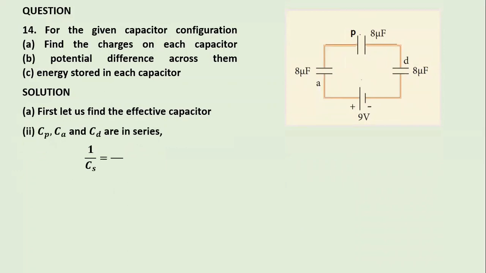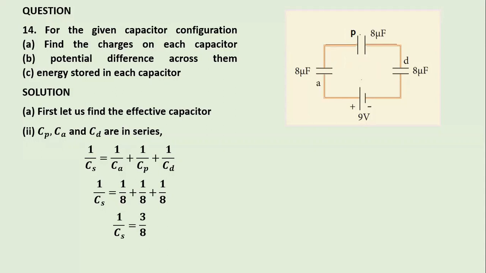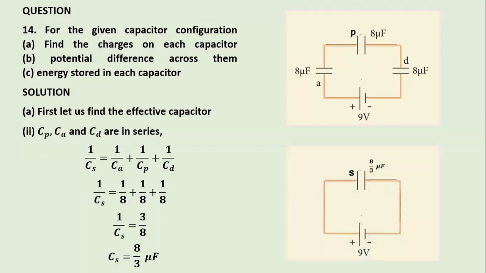So the effective capacitance is 1 by Cs equals 1 by Ca plus 1 by Cp plus 1 by Cd. Let us substitute the values of Ca, Cp and Cd. Let us avoid the microfarad right now to simplify the calculation. So we get 1 by Cs equal to 3 by 8, and Cs equal to 8 by 3 microfarad. Let us bring this unit at the end. So the three capacitors A, P and D are replaced by a single capacitor Cs, having an equivalent capacitance of 8 by 3 microfarad.